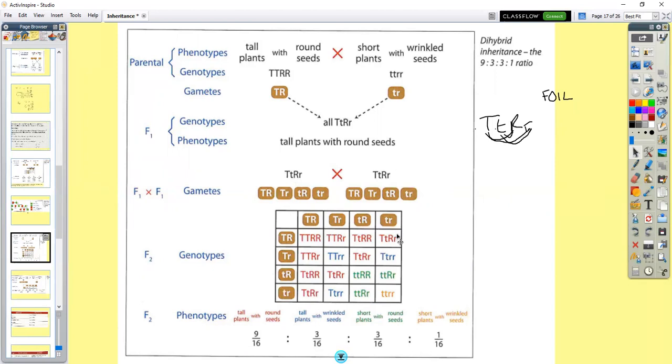So it gives you this 16 square cross. Okay, and again, you just match them up, putting the T's first in this case and the R's second, and then you work out what the phenotypes are based on those. And the typical ratio for that type of cross is a 9:3:3:1 ratio, which we can see here.